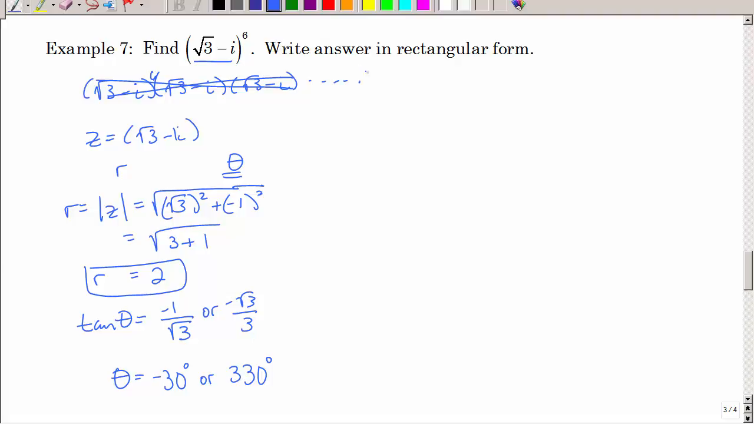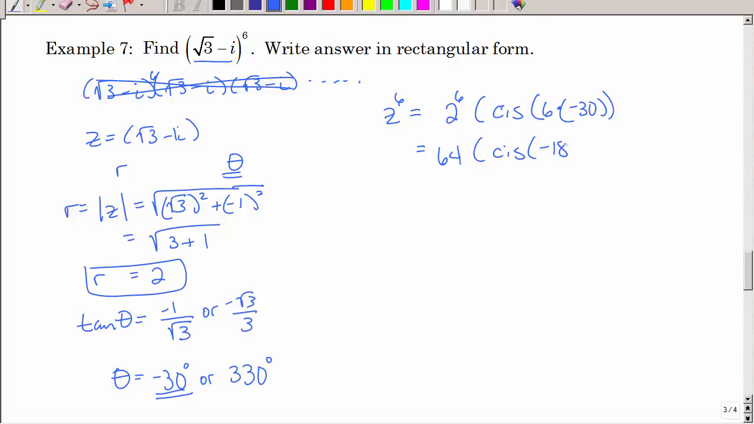So now we want to find this raised to the 6th power. So I want z to the 6th power. So I want r to the 6th power, and I want cosine i sine, and I want 6 times my angle. I'm going to go ahead and use that negative 30. So 2 to the 6th, I believe, is 64. 6 times negative 30 is negative 180 degrees.